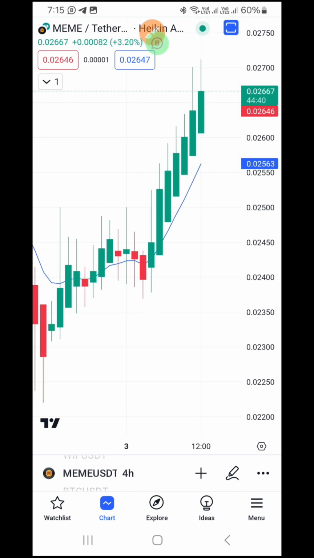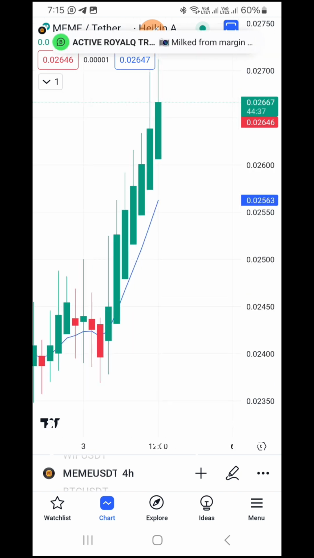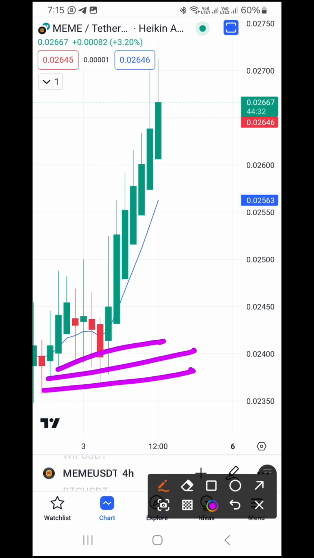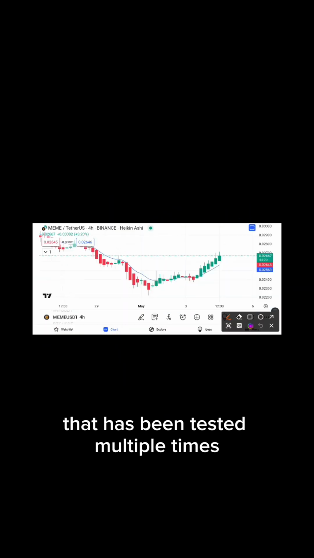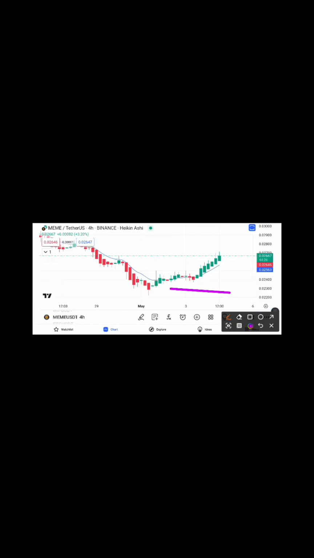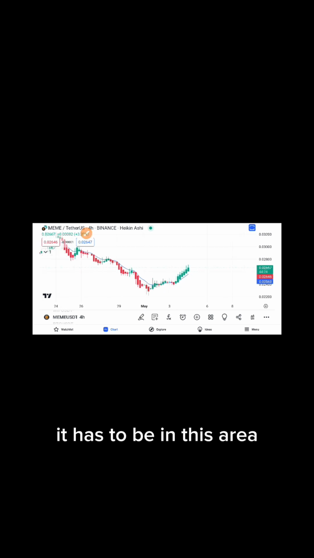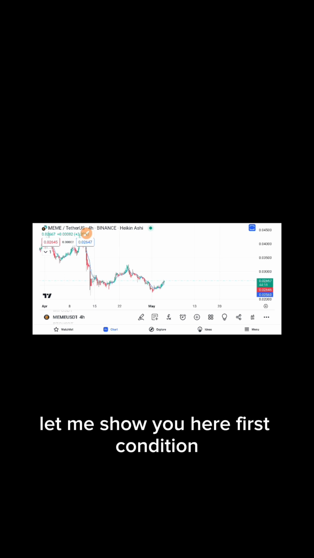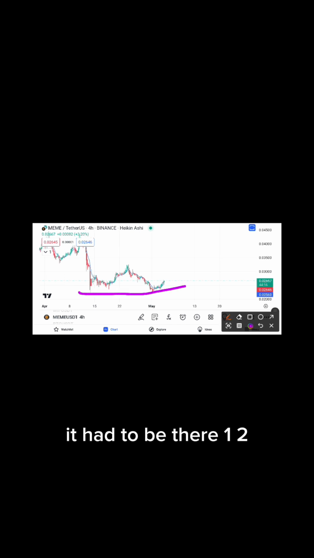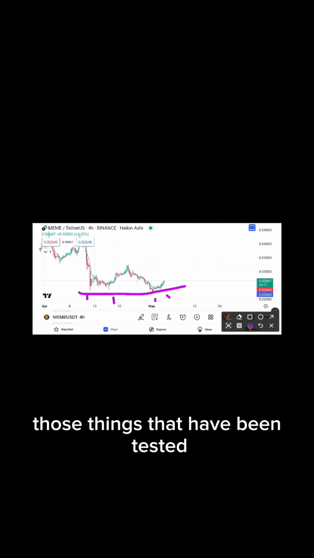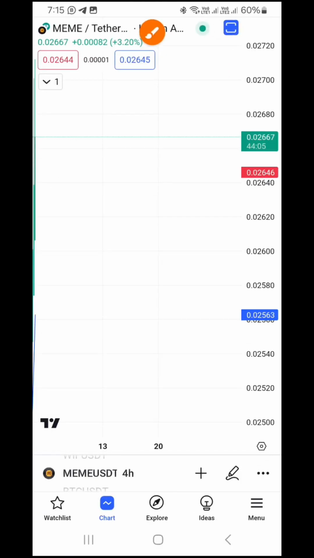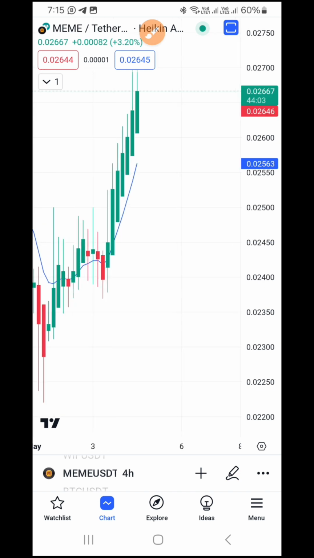You see. And another thing, I want you to take caution. The other one I've told you about is the order block. It has to be in an area that has been tested multiple times, like here. If we are to put an order block here, it has to be in this area. It has been tested multiple times. Let me show you. Here, first condition, it had to be there. 1, 2, 3, 4. Those times that had been tested, you can draw your line there, and that is our first principle, our first condition.